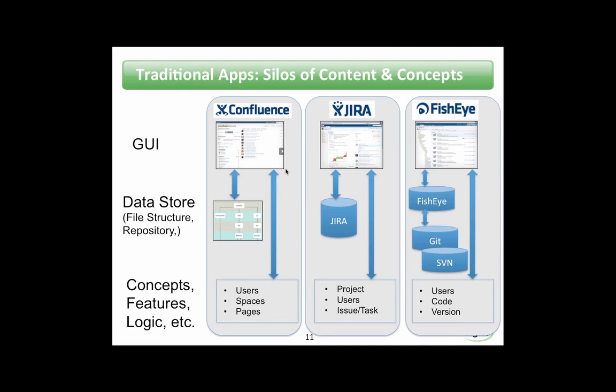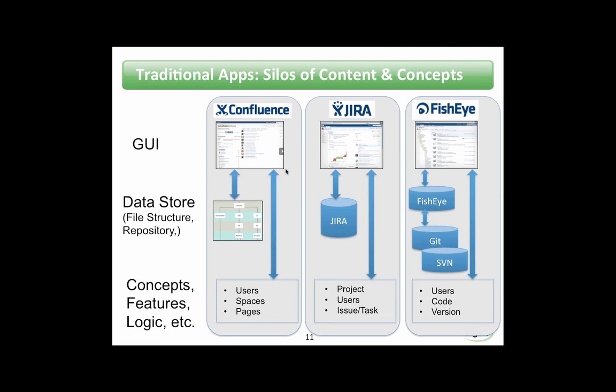There's no concept of requirements or tests or issues or what have you. And that's one of the great things about a wiki: you can put anything in there. Now look at, for example, JIRA. You've got your GUI, you've got your repository, and you've got these concepts of projects and users and tasks. And so on down the line with all the different applications and tools. Now, what happens when you add Wikidsmart to the environment? Here's what you get.